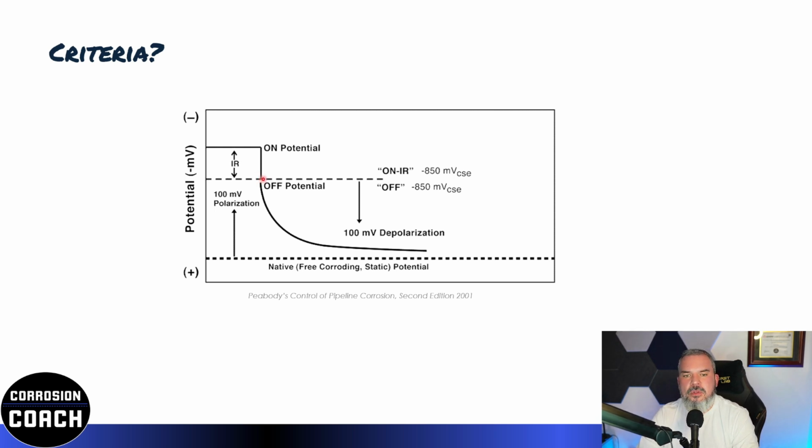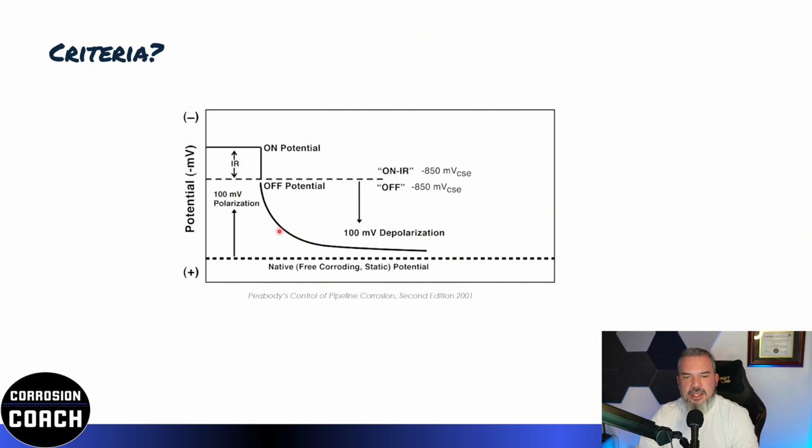Now, what this graph is showing you is if I leave that rectifier off, or that current source off, that potential is going to continue to get more positive, more positive, more positive over time. Remember that 100 millivolt shift, that 100 millivolts of decay? Whatever this number is, if it decays or depolarizes at or more than 100 millivolts, we've achieved CP. So that's another way to prove cathodic protection. It's not always practical, but it is a method.